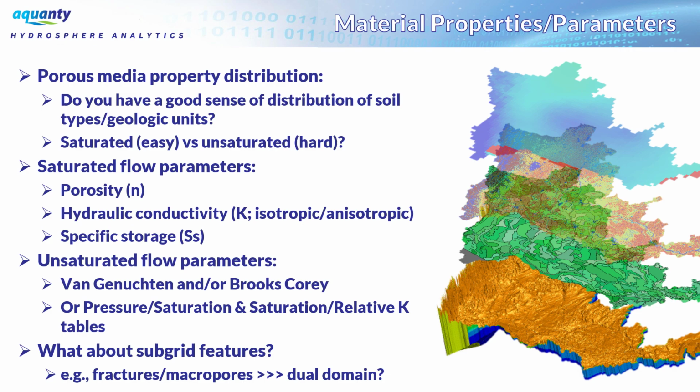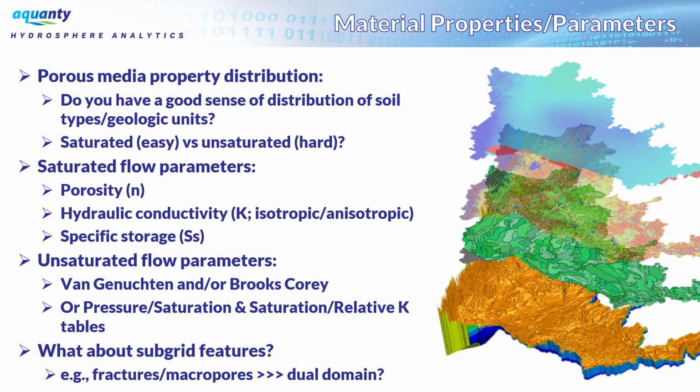And when we're thinking about the flow processes in the subsurface and any other domain, we also want to have a mind on subgrid features. Are there fractures, macropores, or other hydraulic features in the subsurface that are going to provide preferential flow paths?